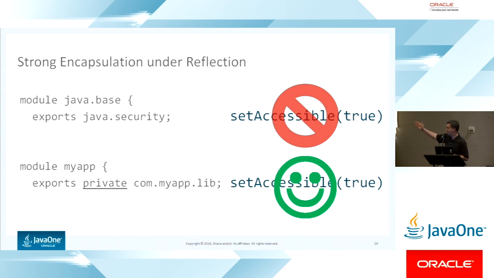And of course, for Java security, public types, no problem. Public methods in those public types, no problem, code against them. But private things inside, you can't touch them.